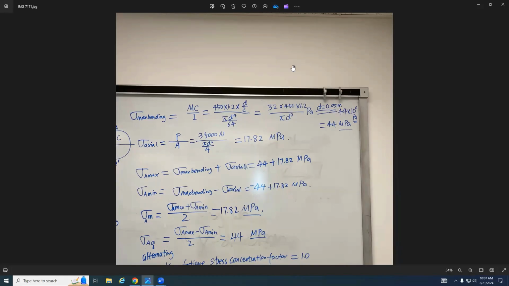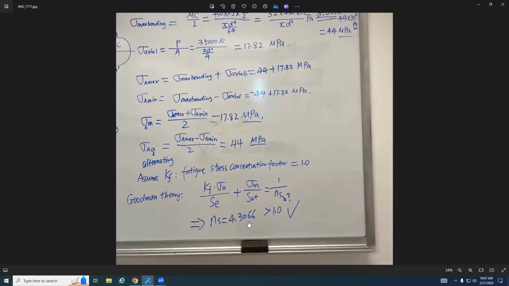Mean means the average of these two, and now we can see these two cancel this out. So this plus together divided by 2 gives 17.2. Then sigma A, alternating, is the range divided by 2, which equals 44. The result is correct, but when I talked about these two, I made a mistake. I'm sorry about that. The final result is correct.